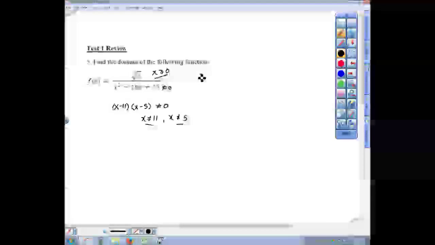So to put this all together, starting at 0, we can't go all the way to infinity like this, because that would include 11 and 5. So we have to make a couple of intervals from 0 first to 5, from 5 to 11, and from 11 to infinity.